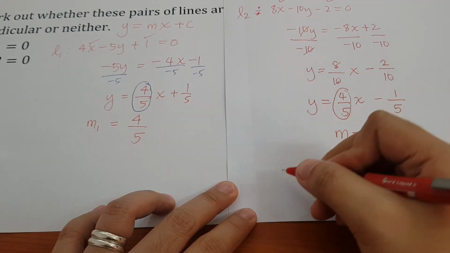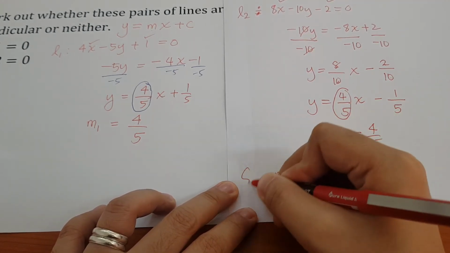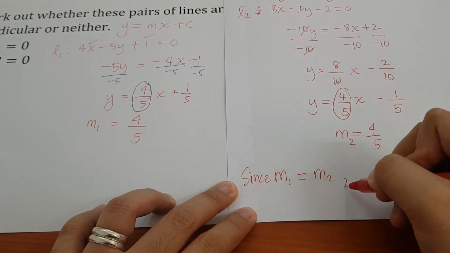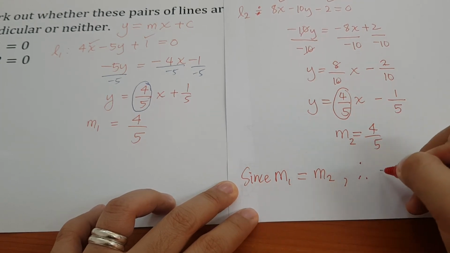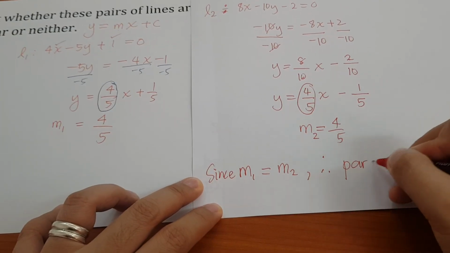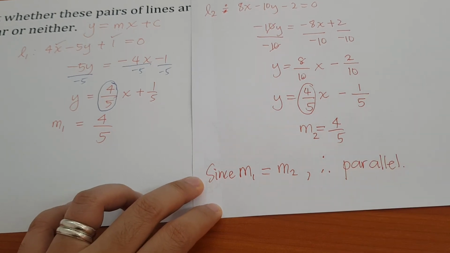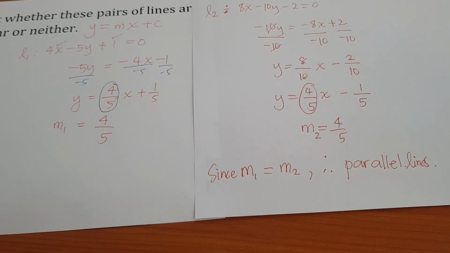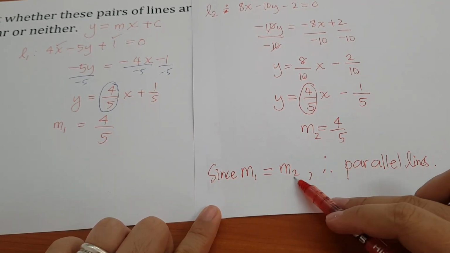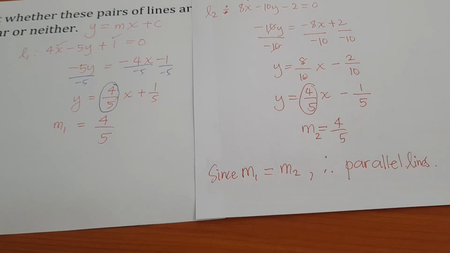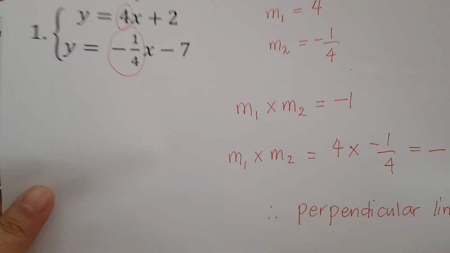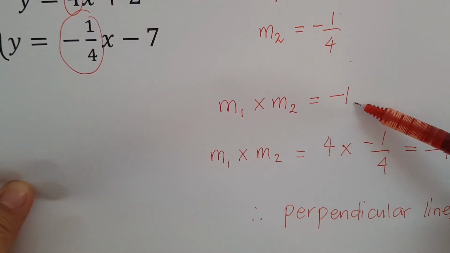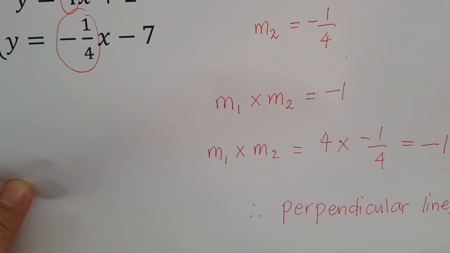So since m1 is equal to the gradient m2, therefore they are parallel. So they are parallel lines. So two lines are parallel if the gradients are the same. Two lines are perpendicular if the product of their gradients is -1. So that's it.